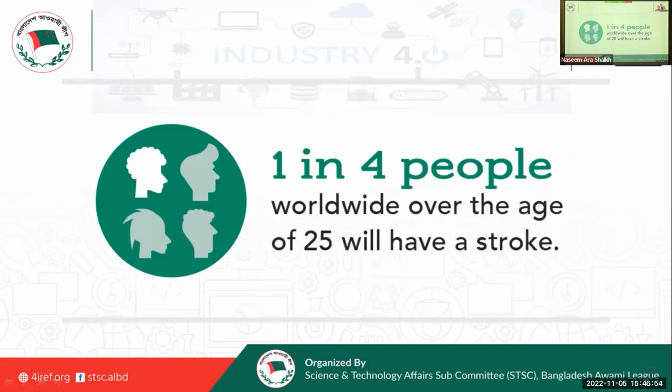And the data shows us that 1 in 4 people worldwide over the age of 25 will have a stroke. Previously, it was 1 in 6 people, but the recent data, as published by the American Heart Association, says it is 1 in 4 people. That means of all the conference members who are sitting here, at least 2 or 3 will have a stroke in their lifetime, but we do not know when.